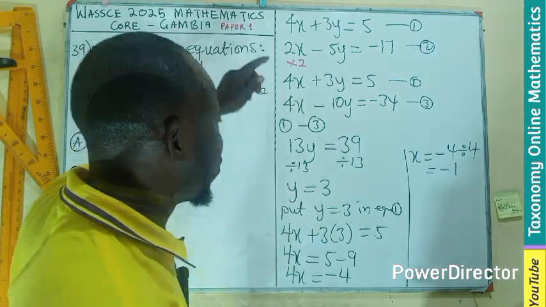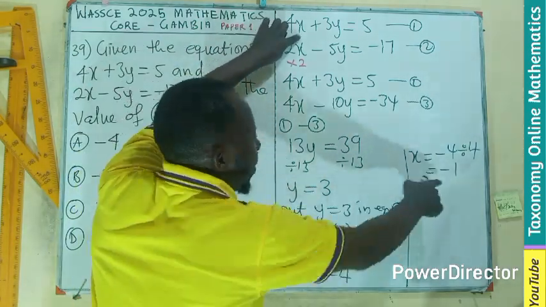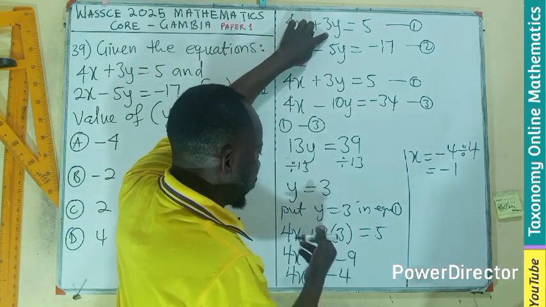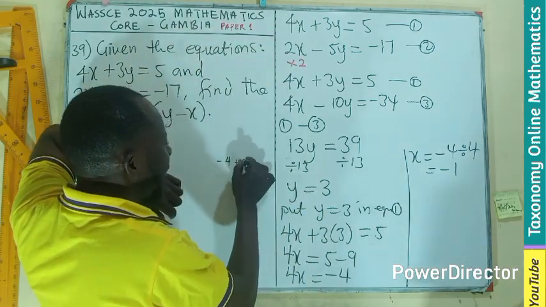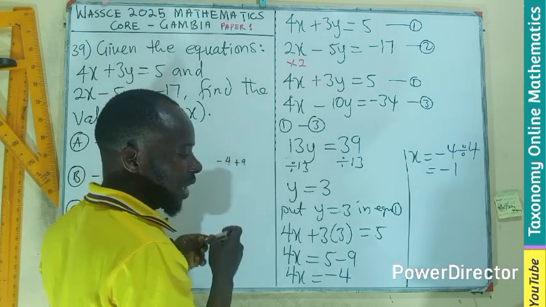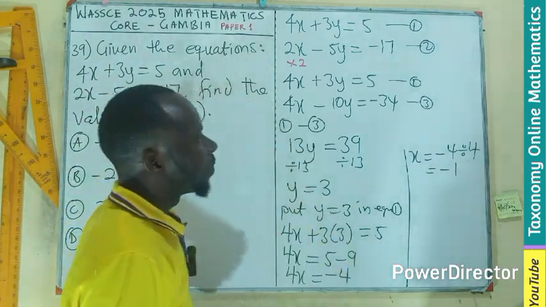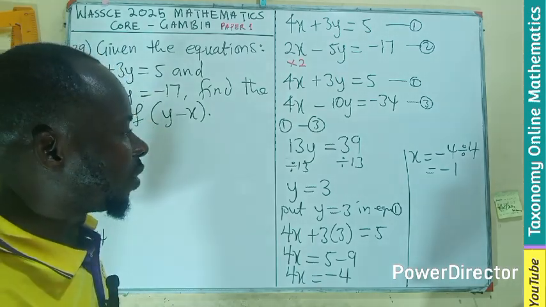Let's cross check whether that is true. 4 times negative 1 gives you negative 4, plus 3 times y, that will be 9. If you add this, you get 5. So that means the true values of x and y are negative 1 and 3 respectively.